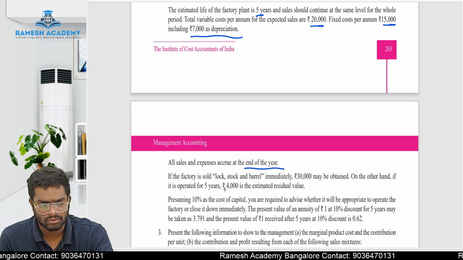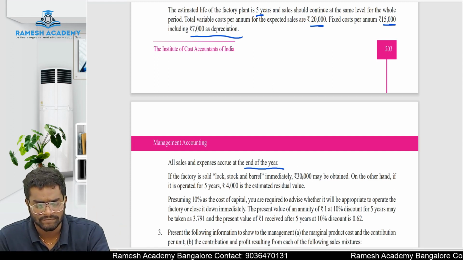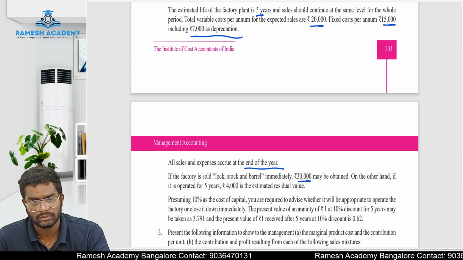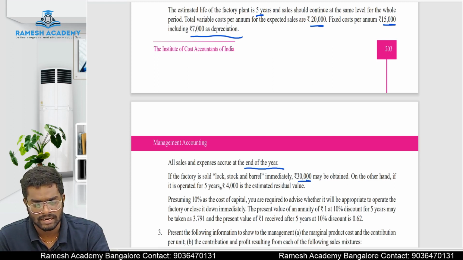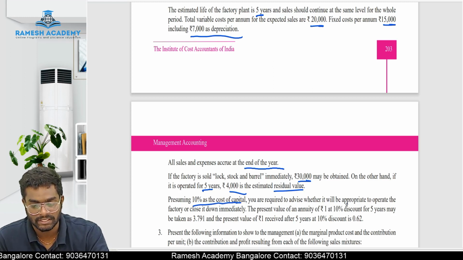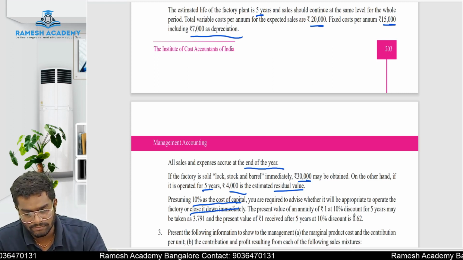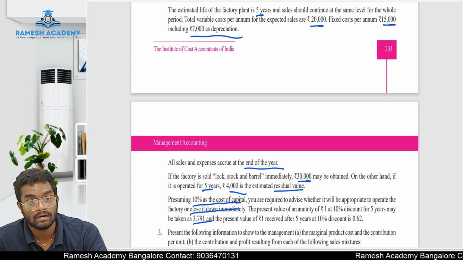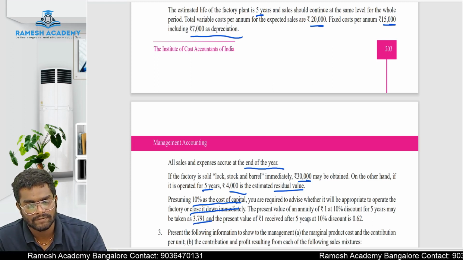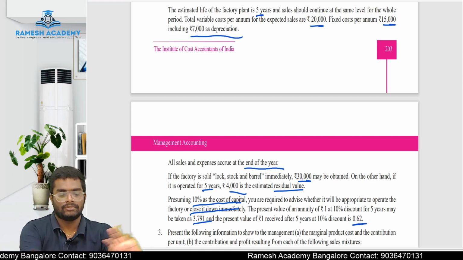If the factory is sold, lock, stock and barrel, which means they lock it, giving the stock and everything, they may get 30,000. So immediately, they are saying, they may get 30,000. On the other hand, if it is operated for 5 years, 40,000 may be the residual value. So presuming 10% as the cost of capital, you are required to advise whether it will be appropriate to operate the factory or close it down immediately. The present value annuity factor for 5 years at 10% is 3.791, and the present value of rupee 1 received after 5 years at 10% is 0.62.